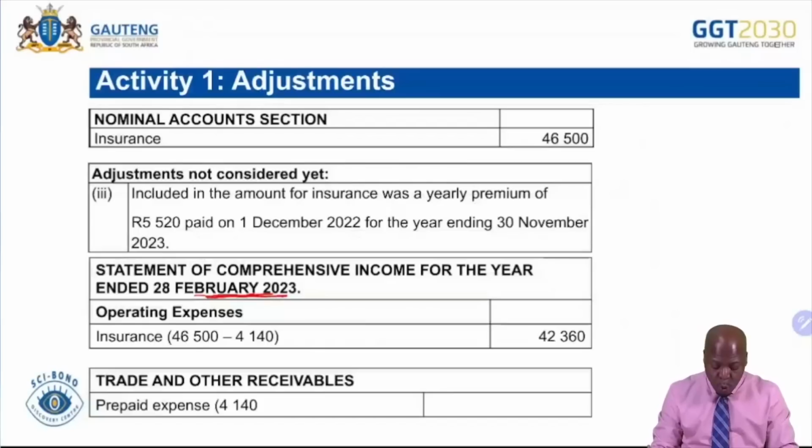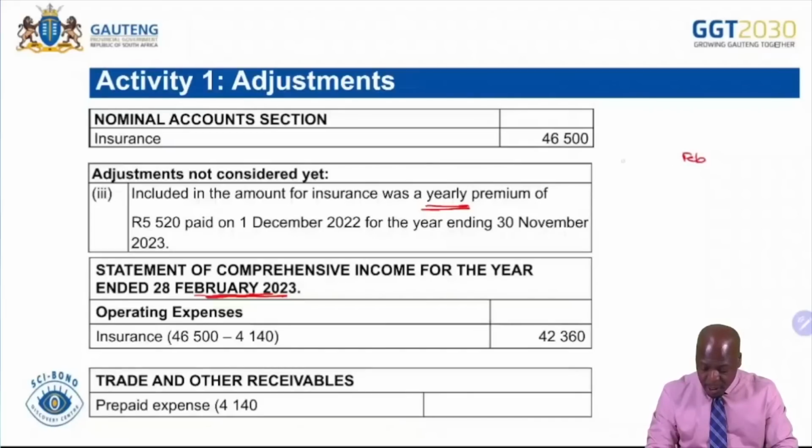And then we are told that there is an amount, a yearly premium. Yearly is the same as annual. In other papers, they don't say yearly, they will say annual. It means one and the same thing. All right. So we now need to have a timeline. Let's do this together. The financial year is ending in February. That means if it ends in Feb, it began in March.